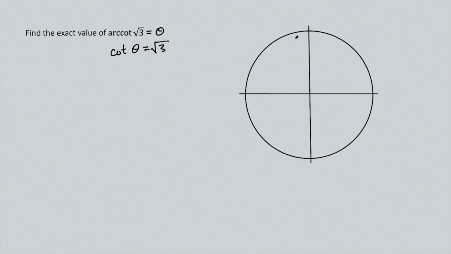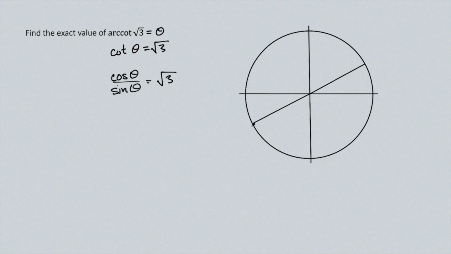Now, I'm not going to go through all the angles and actually compute this. What you do need to know though is that cotangent is cosine over sine. So you would go through and take the x coordinate, which is cosine, and divide by the y coordinate, which is sine of each point. And you're looking for that square root of 3. Now that happens in 2 spots on the unit circle, in 1 revolution. It's at pi over 6 and 7 pi over 6.